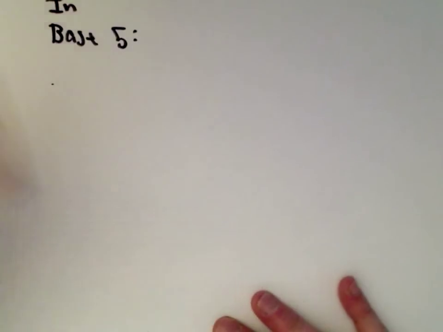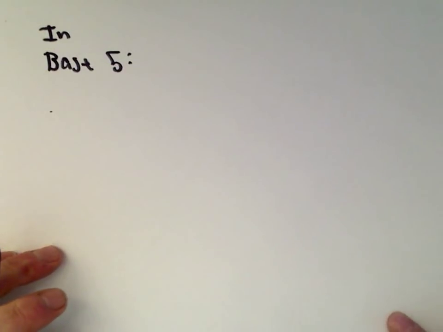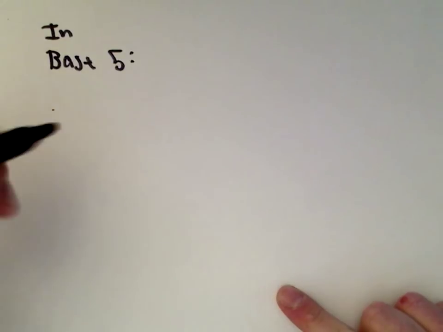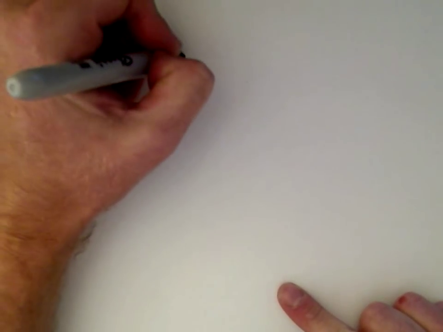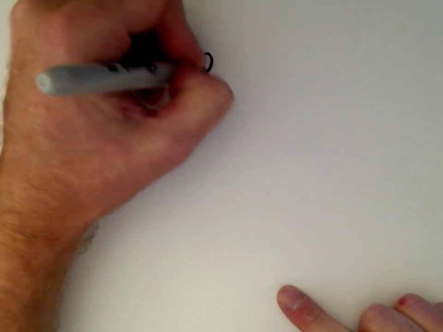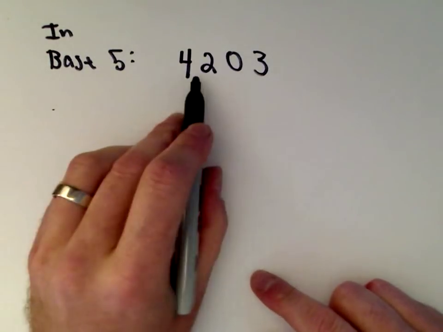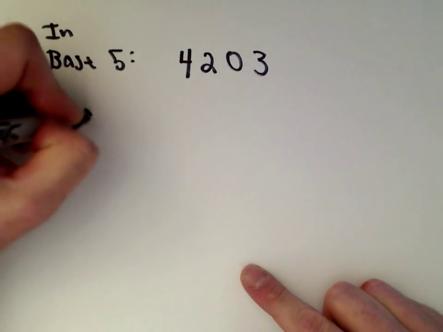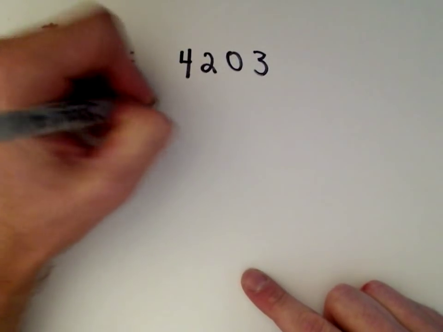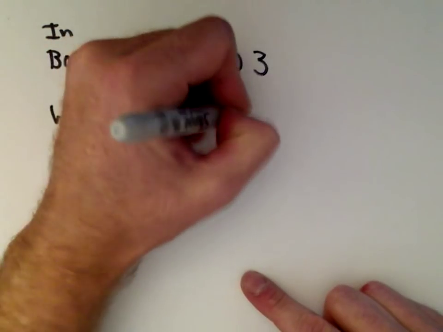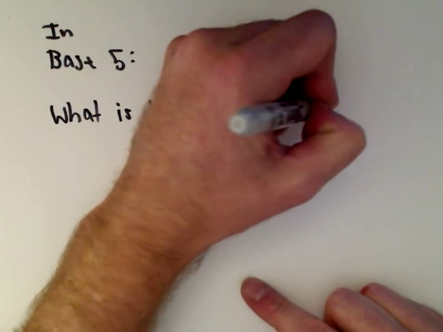So I said let's look at a number in base 5. So let's do the same thing. I'm just going to do one of these. Let's look at a number in, so this is a number in base 5. So again, we can only use the digits here 0 through 4. So let's convert from our number that's in base 5. I'm going to use 4, 2, 0, 3. So here's our number in base 5. What is this number in base 10?